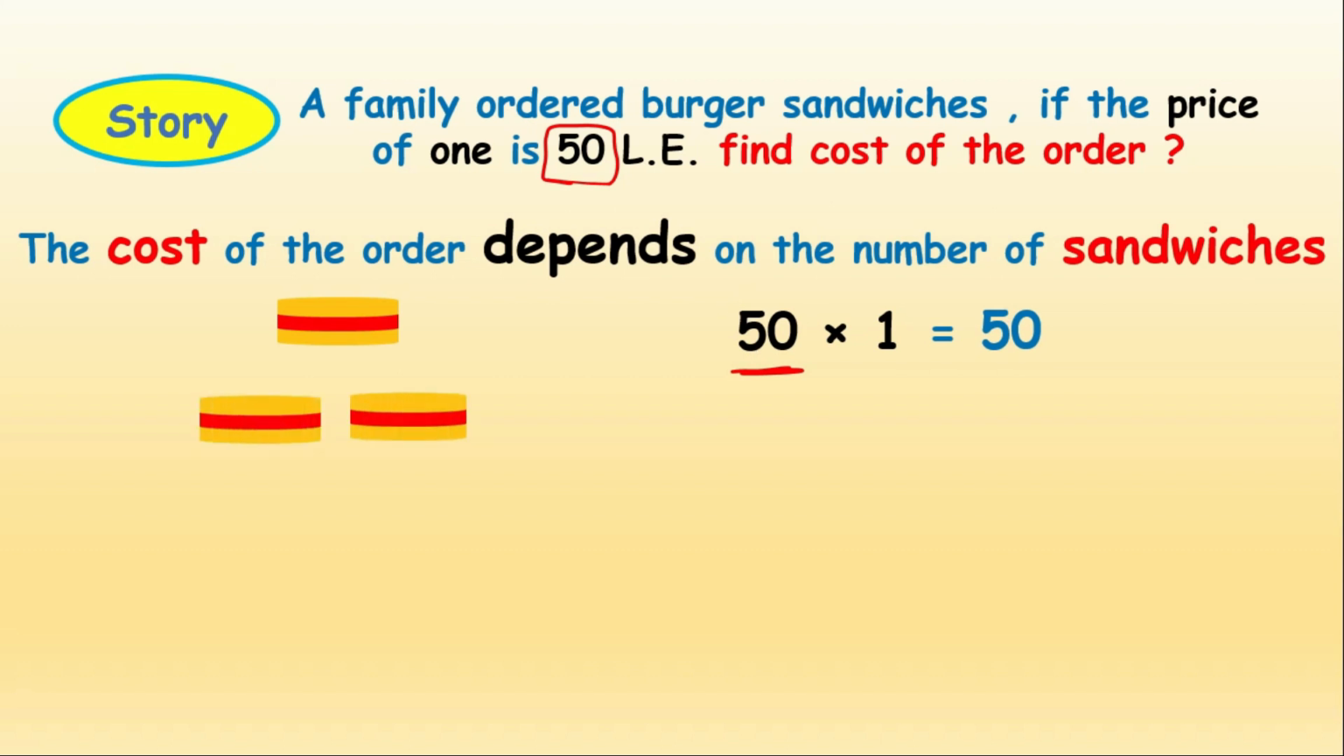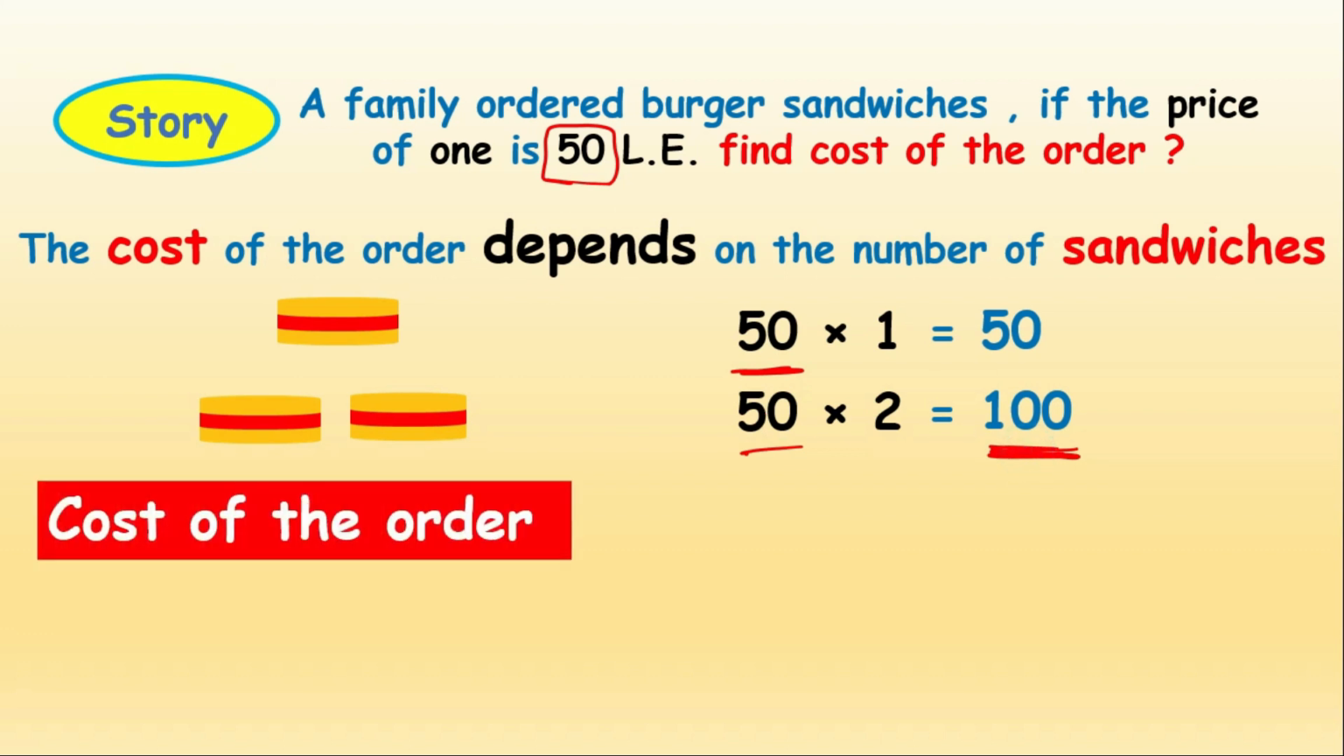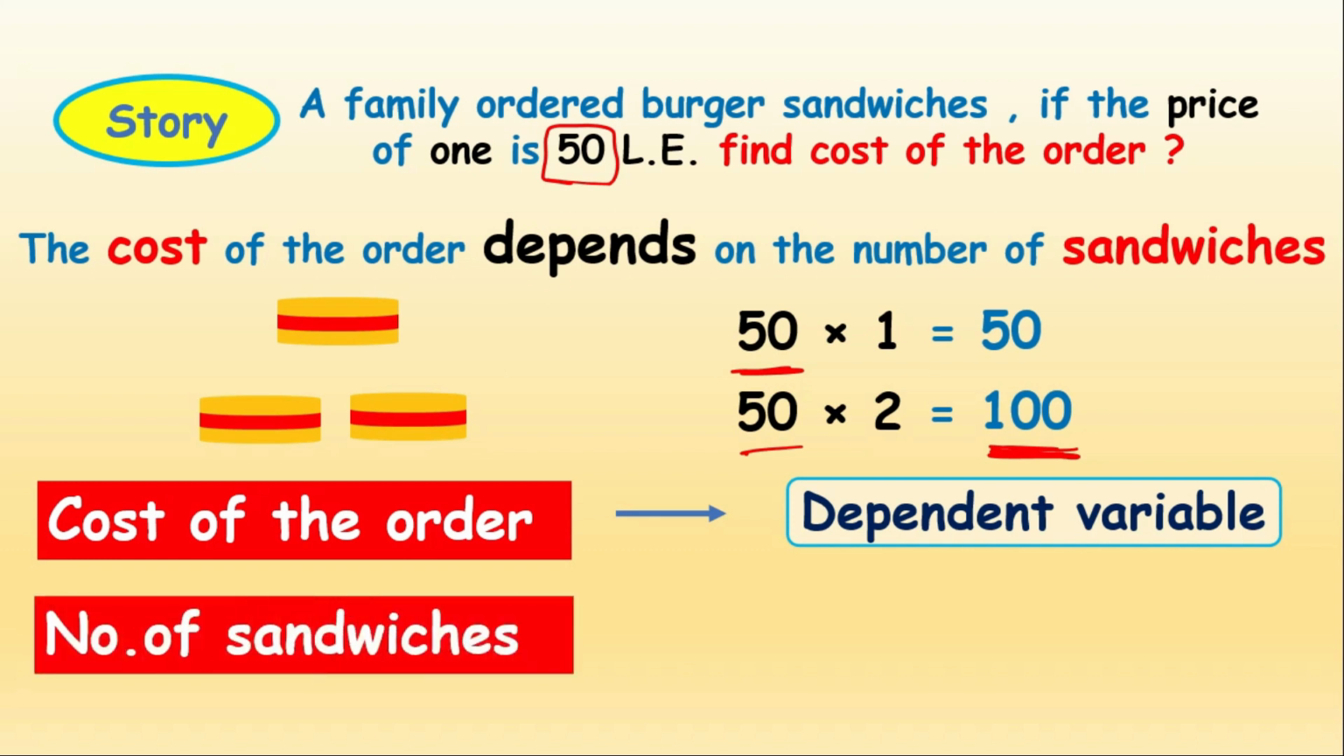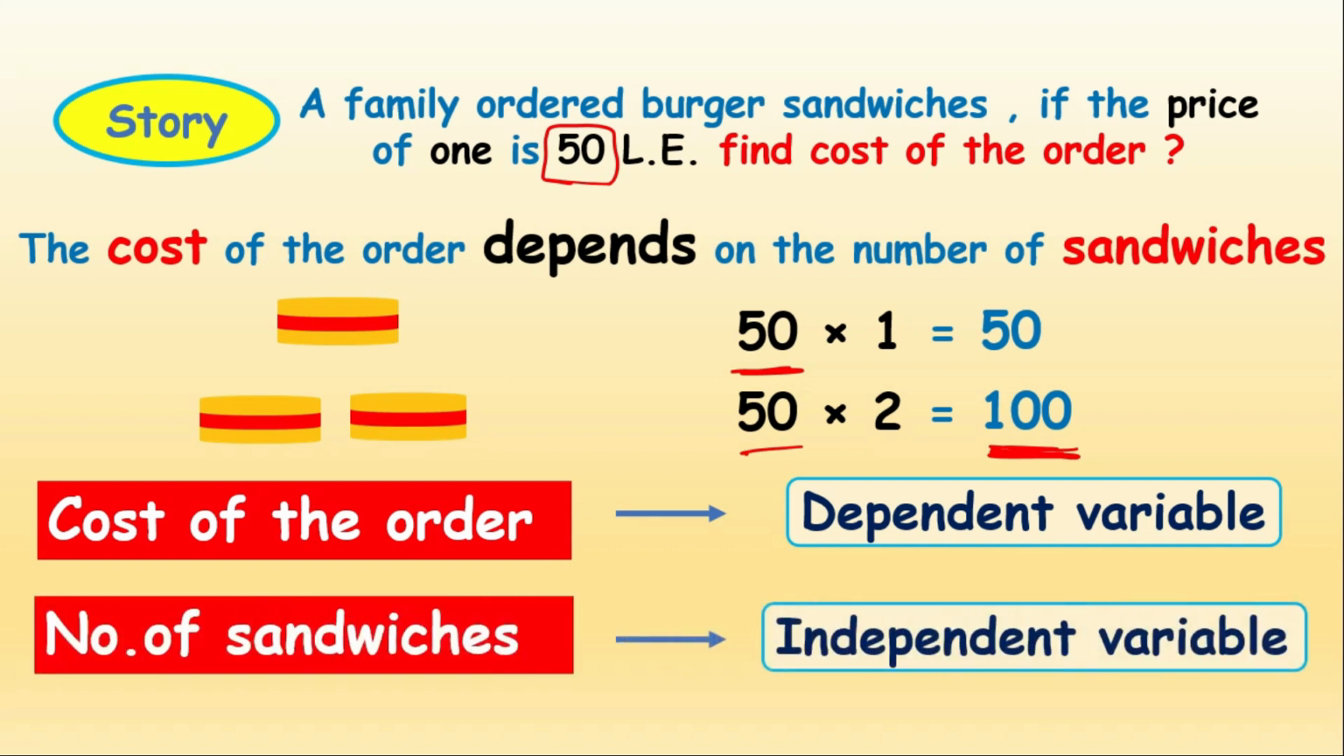Got it? So the cost depends on the number of sandwiches. Let's say there are two sandwiches, so the cost will be 50, the price of one sandwich, times 2, which equals 100. Already the price, or the cost, depends on the number of sandwiches. So the cost of the order is called dependent because it depends on the number of sandwiches, but the number of sandwiches is called independent because it does not depend on any other number.